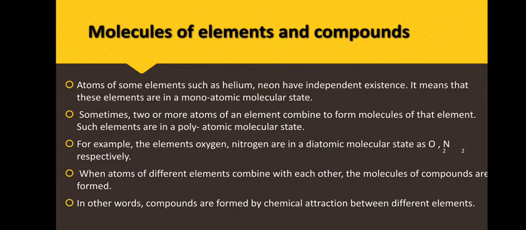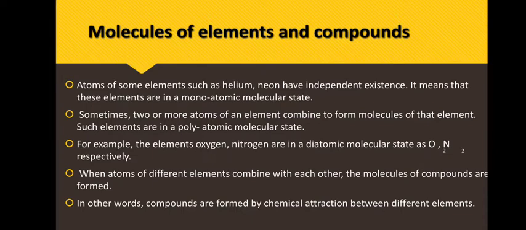Now, molecules of elements and compounds. Atoms of some elements such as helium, which is a group 18 element, right? Non-reactive one. Neon have independent existence, means they are not dependent on other elements. They are capable of existing on their own without undergoing any kind of reaction. It means that these elements are in a monoatomic molecular state. Monoatomic means, mono means single, atomic means one. So they are just comprising of one atom.